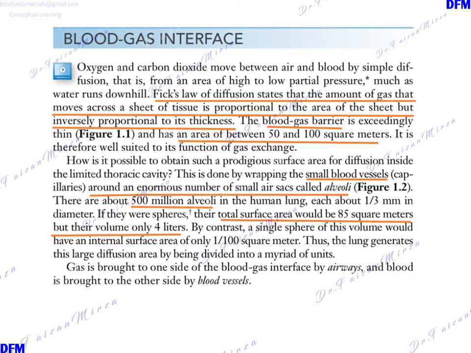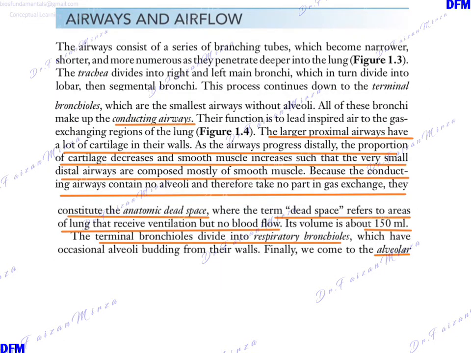The total surface area for all the alveoli combined is about 85 square meters, which is a huge area. But the volume is only about 4 liters. So this enormous area of respiratory exchange is constituted by just 4 liters of volume. This increases the rate at which the blood gas interface allows exchange to occur.